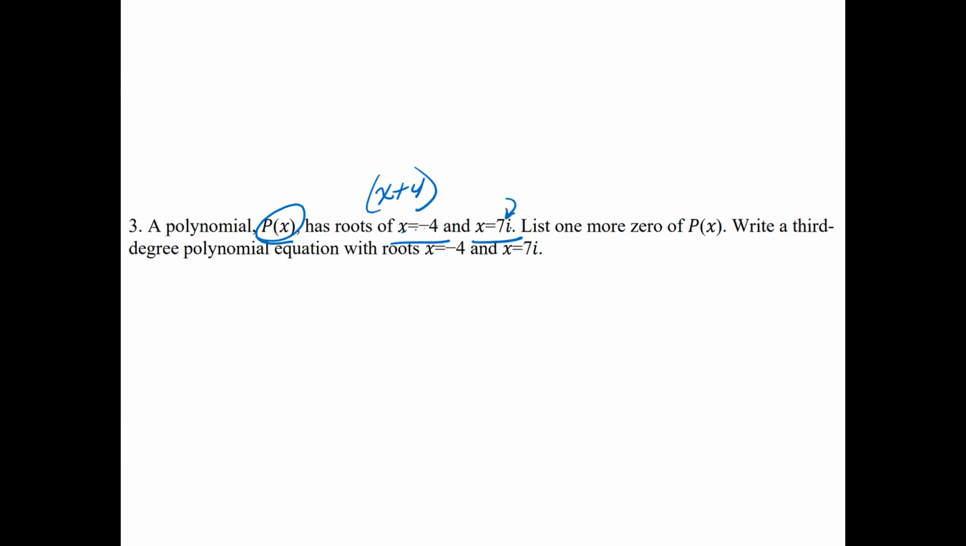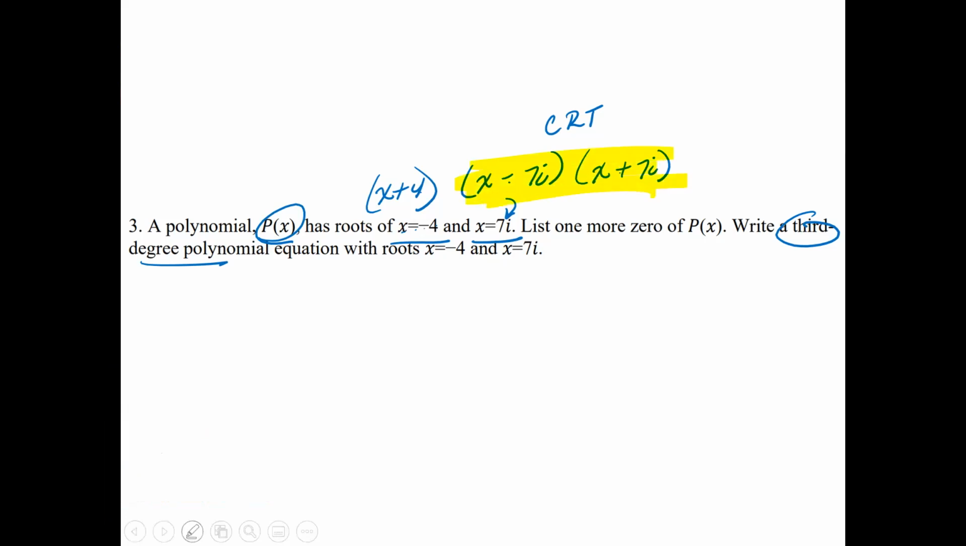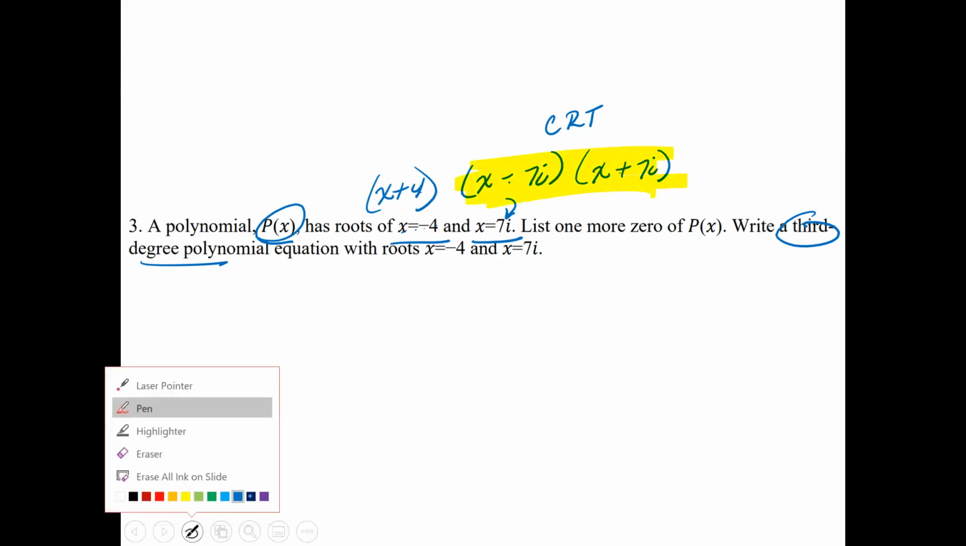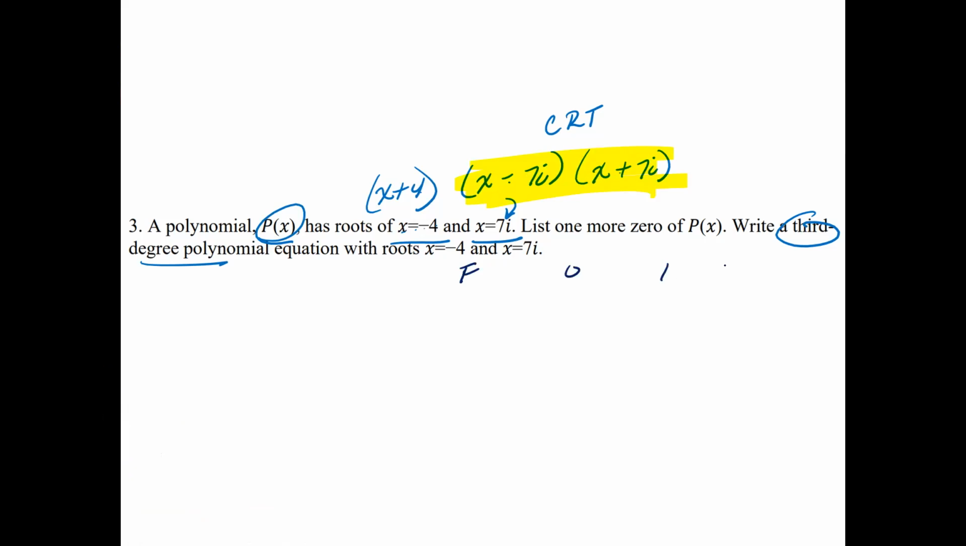And given the fact that this one has an i, you have x minus 7i, which if you use the conjugate root theorem, the third one is going to be an x plus 7i. So those are going to be your third degree polynomial, 1, 2, and 3. So you guessed it, you would have to FOIL this part right there. So let's go ahead and do that. So FOIL.